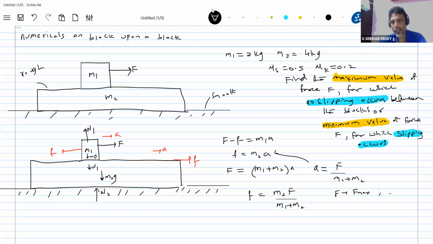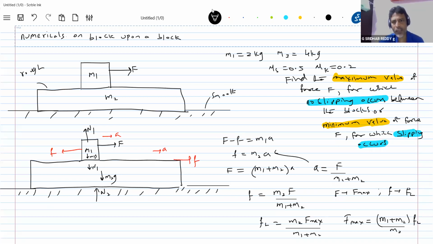The friction that acts will become FL, so F equal to FL. Therefore FL equals M2 F max by M1 plus M2. So what is the value of this? F max is equal to M1 plus M2 by M2 into FL. Let's try to calculate the value.